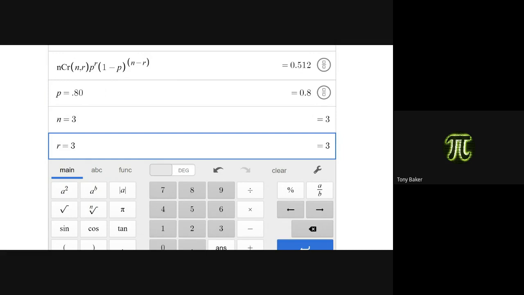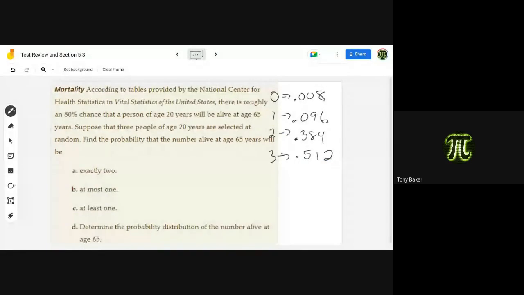Okay? So let's go back to the question. Notice I just wrote down those 4 percentages that I had. I left them as decimals because it doesn't make much difference. All right, so question A. What's the probability that exactly 2 people will be alive? 0.384. That one's simple, we already had that one. That would be written as x equals 2.